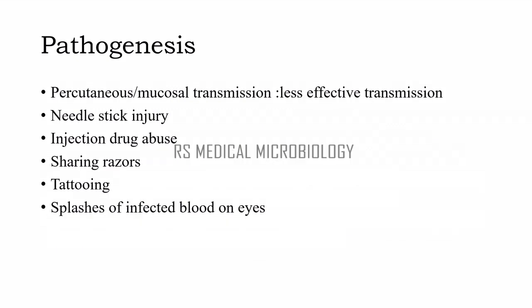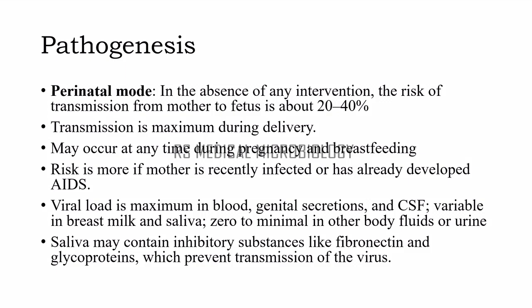Other methods, the percutaneous or mucosal transmission, are very less effective. There can be needle stick injury, injection drug abusers, sharing razors, tattooing, or a splash of infected blood on the eyes or mucosal membranes. Pathogenesis wise, one of the most important things is the perinatal or vertical transmission. Here the risk of developing infection is around 20 to 40%.